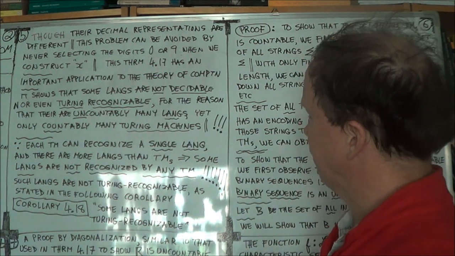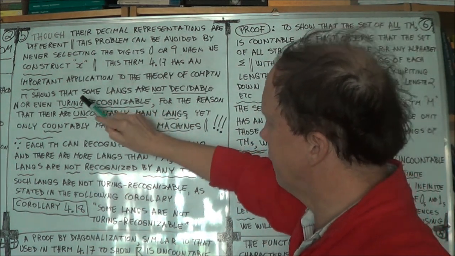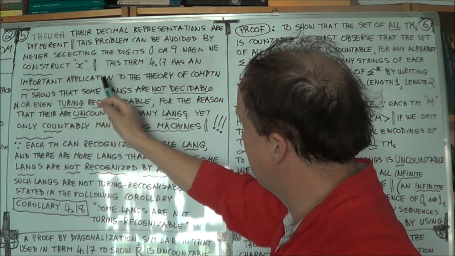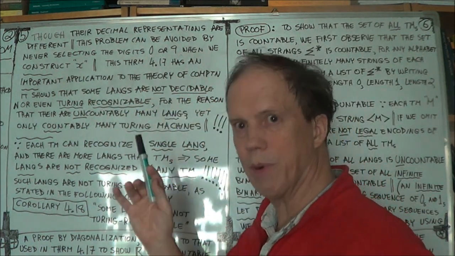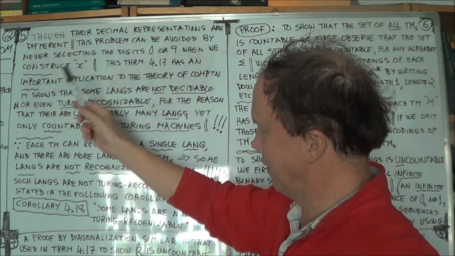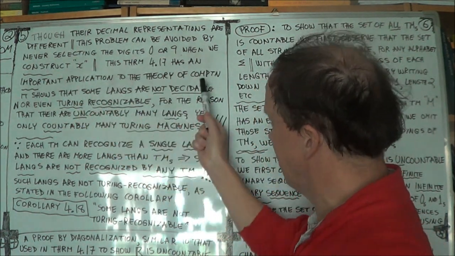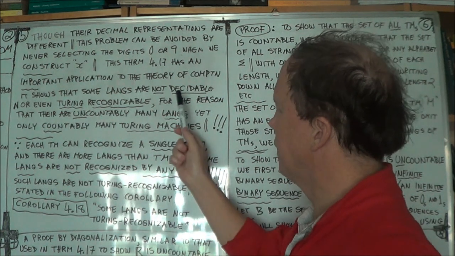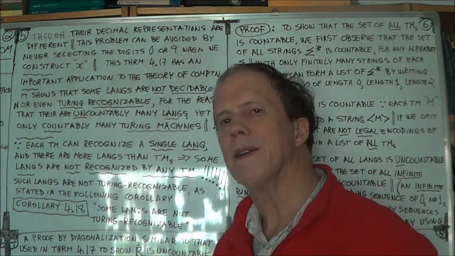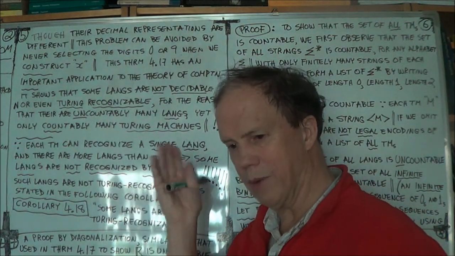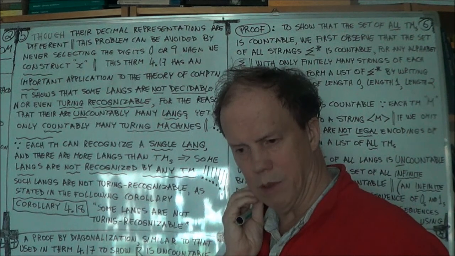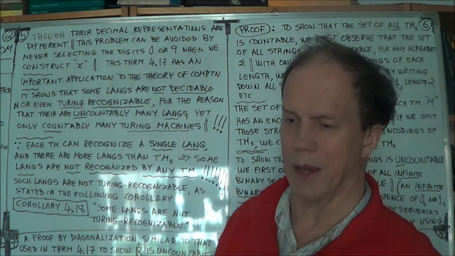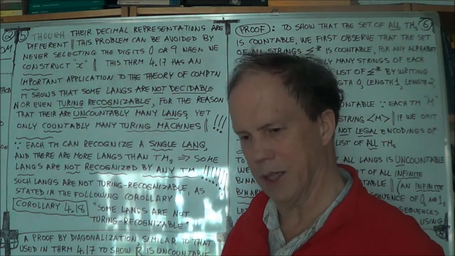Okay, so this diagonalization proof has a very useful application. And the application is to the theory of computation. Surprise, surprise. It shows that some languages are not decidable, and they're not even Turing recognizable, as I was saying a bit earlier. Okay. Now here's some new stuff. Why is that? I'll give it to you in a sort of hand-wavy way, and then we can do it more rigorously in a proper proof, but to give you a feel for why that's the case. In other words, why are there some languages that are not even Turing recognizable?